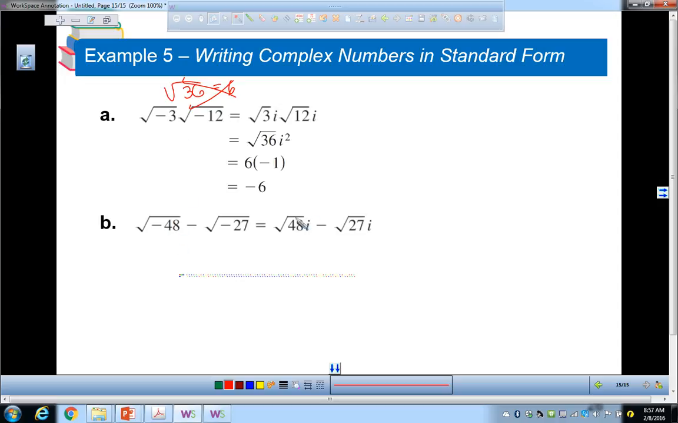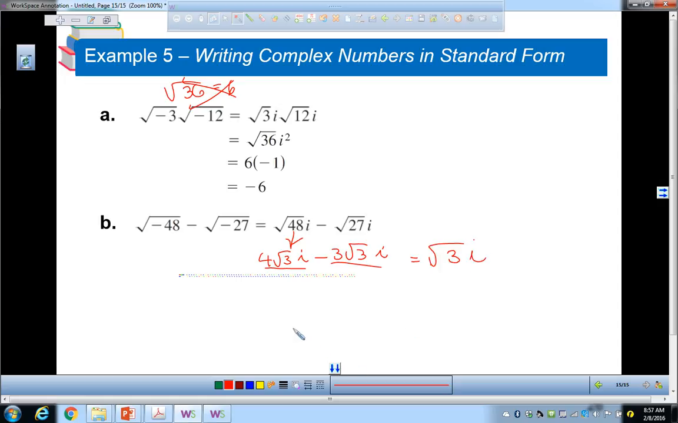Over here, they wrote this is root of 48i, root of 27i. Root of 48i, there's a perfect square in there, right? What perfect square is in 48? 16. 16 times 3. So I could write this as 4 root of 3i. And I could write this as 3 root of 3i. And you can add together these things because they're like terms. 4 root of 3i minus 3 root of 3i is equal to what? Root of 3i. Just root of 3i.